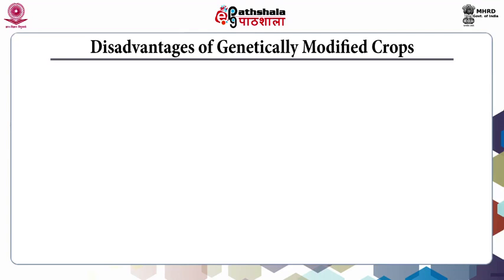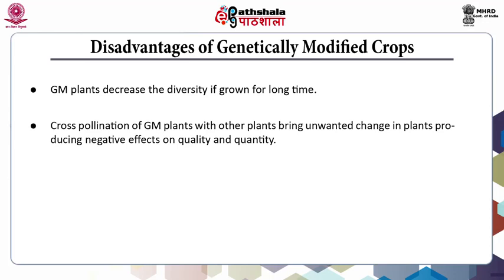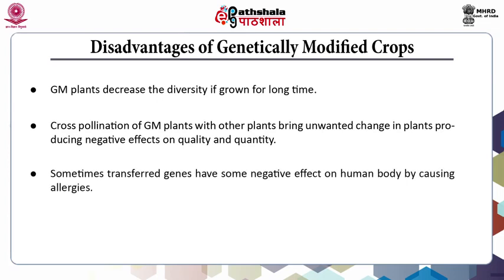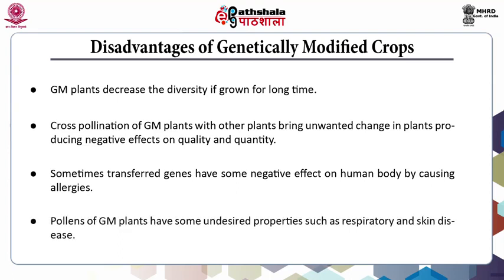Now coming to the disadvantages of GM crops. GM plants decrease diversity if they are grown for a longer period. Cross-pollination of GM plants with other plants brings unwanted changes in plants, producing negative effects on quality as well as on quantity. Sometimes transferred genes have negative effects on the human body by causing allergies. Pollens of GM plants have some undesired properties such as causing respiratory and skin diseases.